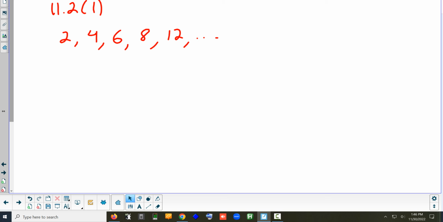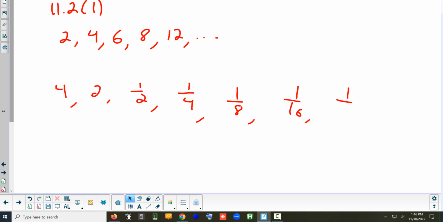So let's look at something like this. Let's do 4, 2, 1, 1/2, 1/4, 1/8, 1/16, 1/32. What's the pattern in this one? Yeah, it's reduced by half. Each time, the number is getting half as big as it was before.